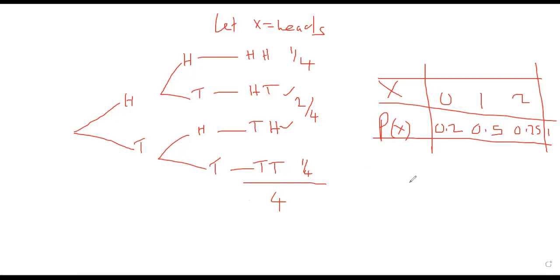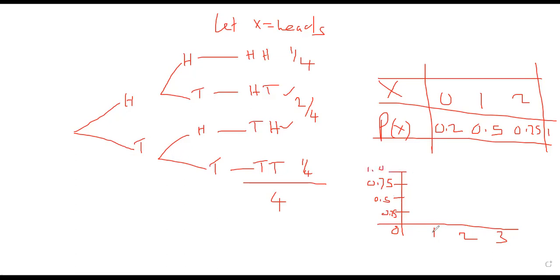So you're able to draw this distribution, if you like, as follows. 0, 1, 2, 3. And the probabilities were 0.25, 0.5, 0.75. If you want, you can end at 1.